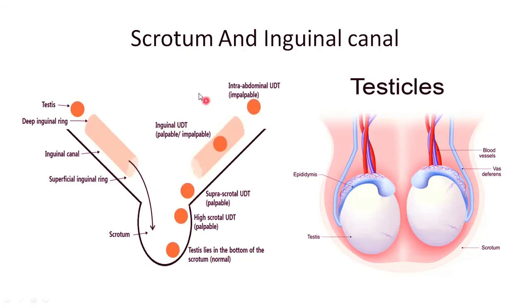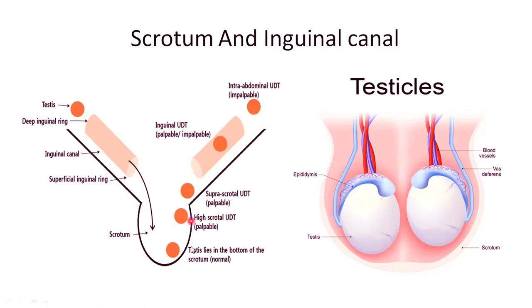This is the diagram of the scrotum and inguinal canal, a separate diagram. See, this is the scrotum, just like a sac, and in this sac there are two testes, one and two. These are the blood vessels. Then internally there is the vas deferens inside the testis, and the epididymis layer is also there.